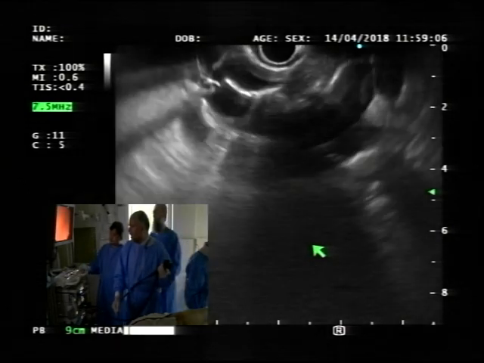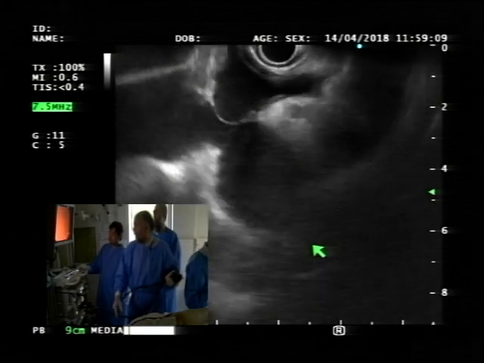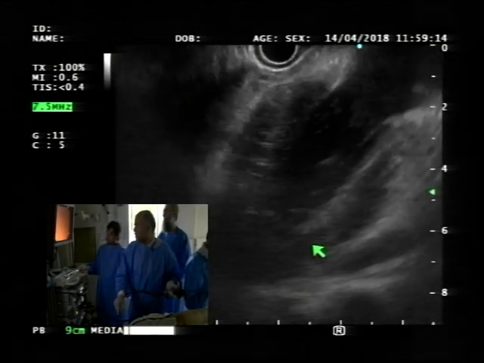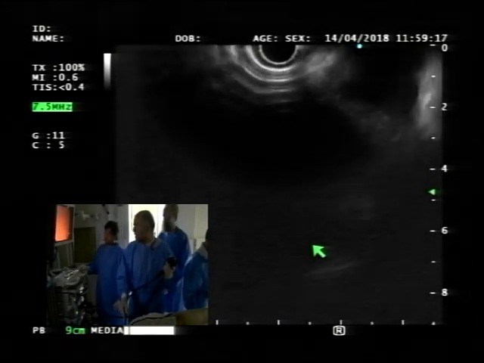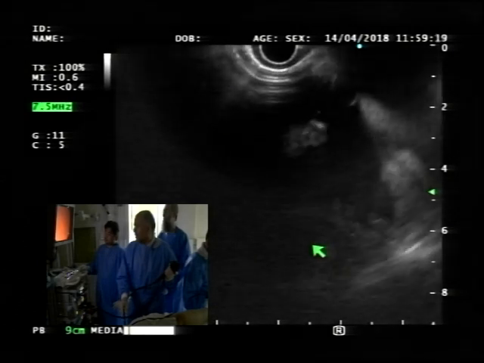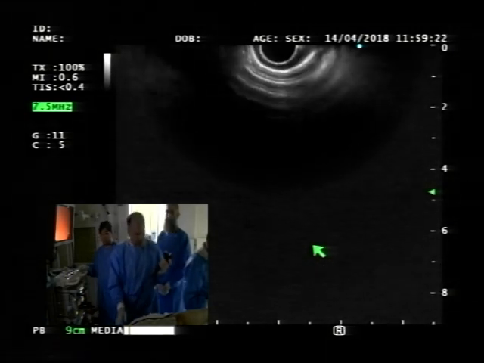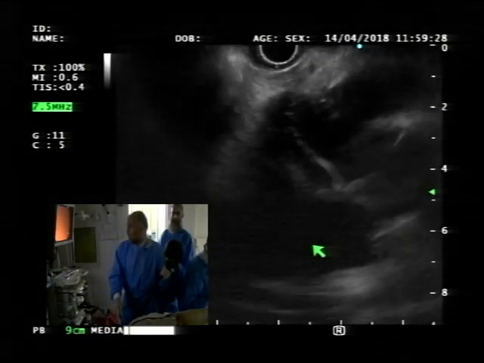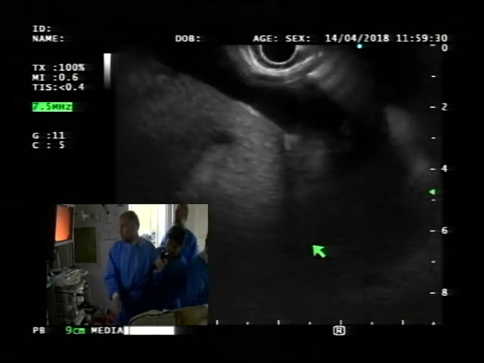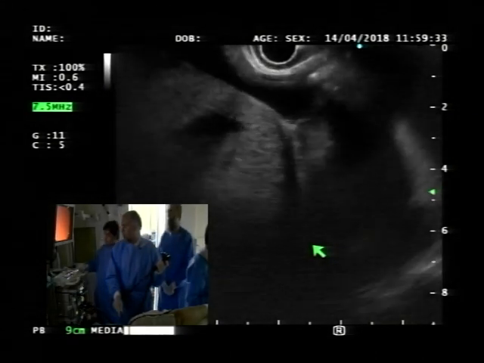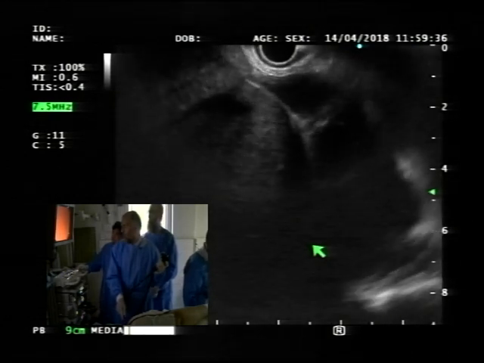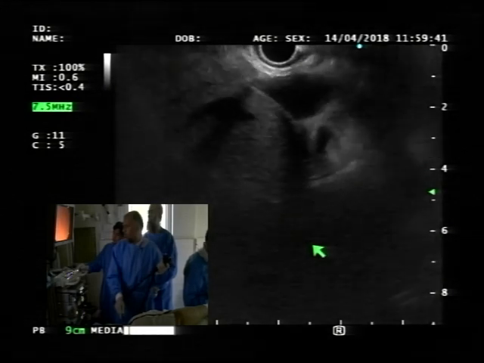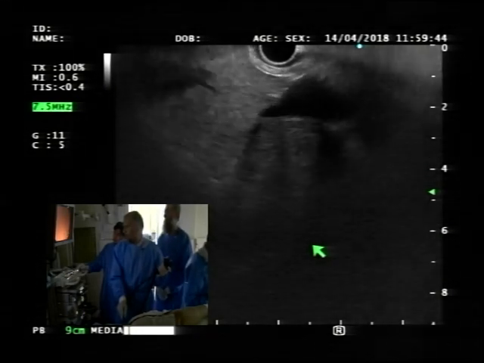So, as we go down, you can see this, we will trace this into the, there you can see. All right. So right, there you go. So can you see the inferior vena cava now going into the liver? And the hepatic veins are entering the inferior vena cava here. So in between the vena cava, can you freeze that?